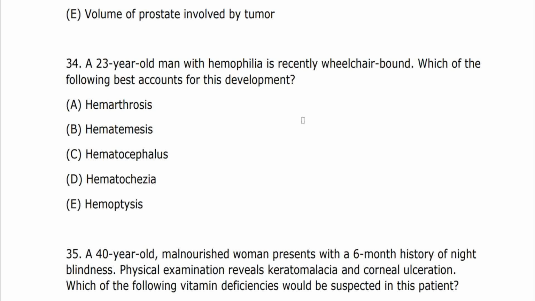And what is this called? That is not hematemesis, of course. Hematemesis is vomiting of blood. Hematocephalus will be blood in the brain or ventricles, but it is rarely said that way anyway. Hematochezia, bright red blood, so that's bleeding per rectum. Hemoptysis is coughing out blood, different from hematemesis.